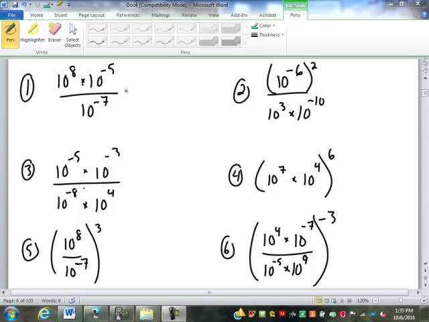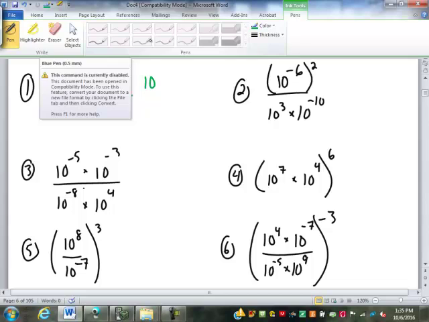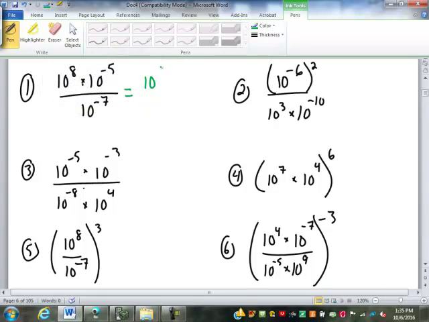Okay, so for the first one up here, we have to combine the powers on top first. When we're multiplying exponents with like bases, these all have a base of 10, so that means we can combine the powers. When we're multiplying, what do we do to the powers? Add them. So 10 to the 8th times 10 to the negative 5th, it's 8 plus negative 5, which is 3.